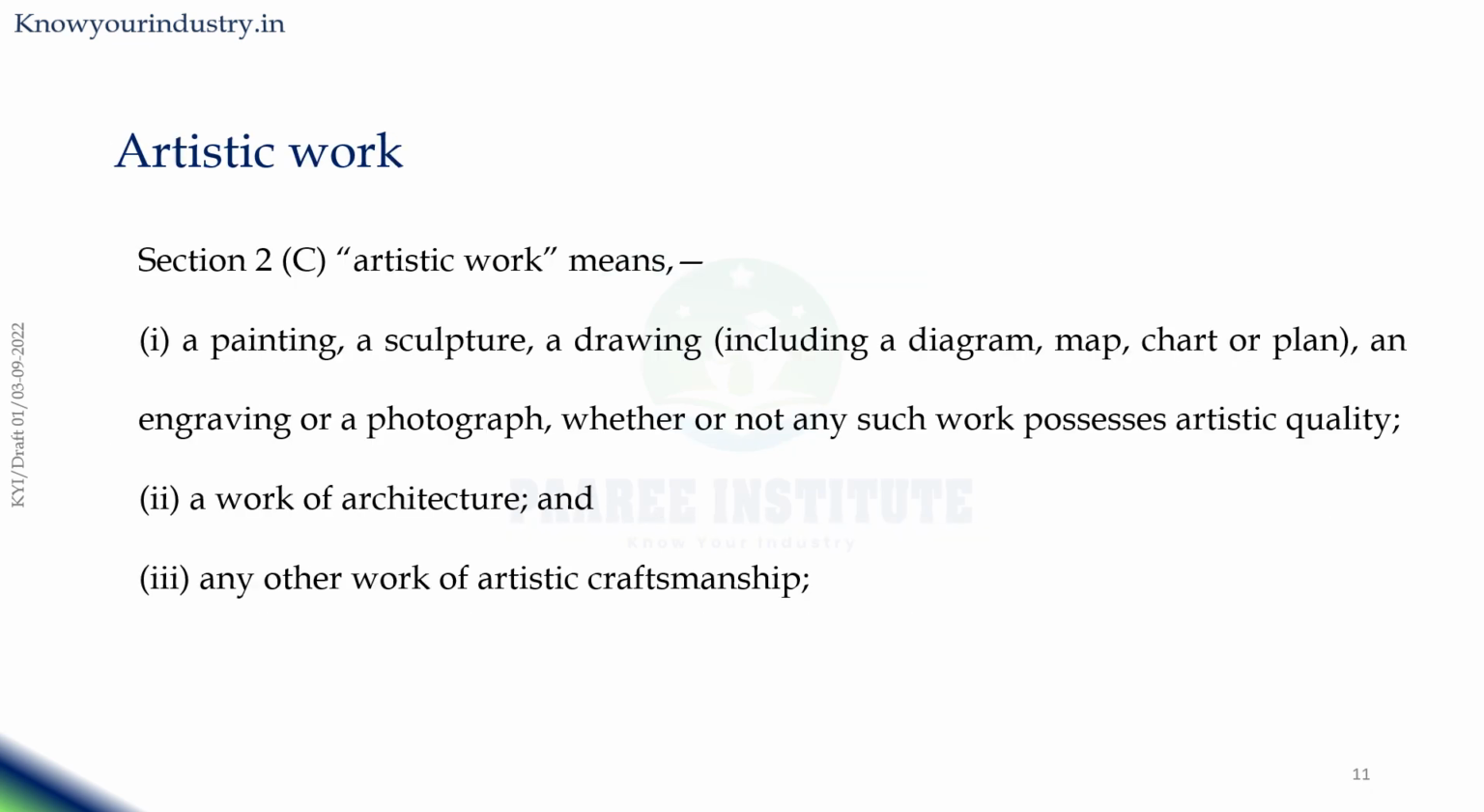Artistic work. Section 2(c) defines this term. Artistic work means a painting, a sculpture, a drawing, including a diagram, map, chart, or plan, an engraving, or a photograph, whether or not any such work possesses artistic quality. So for this type of work, artistic quality is not required, but still you can get copyright protection. A work of architecture and any other work of artistic craftsmanship.